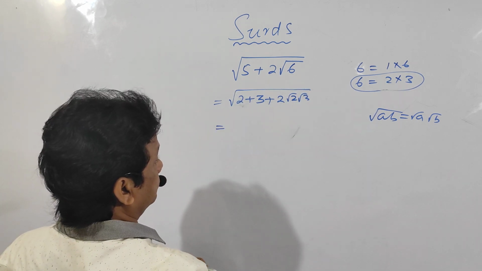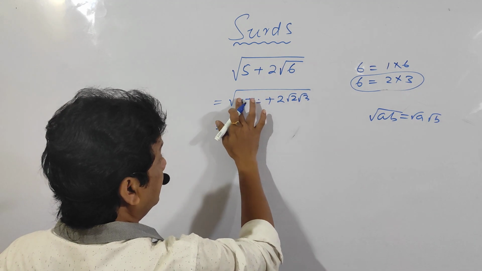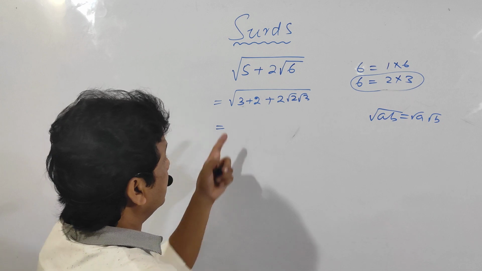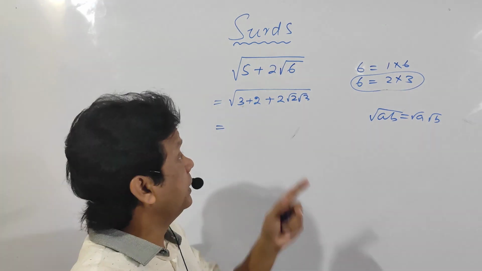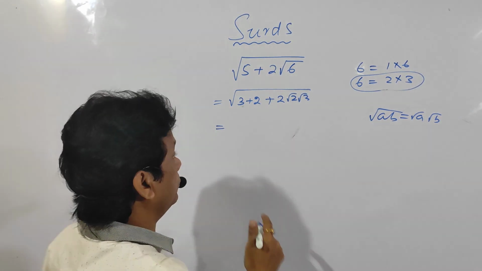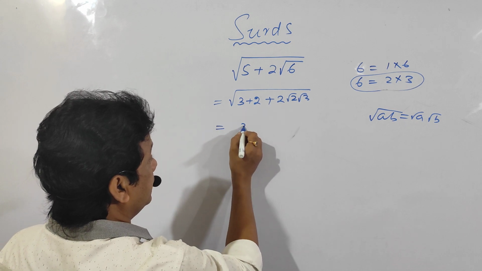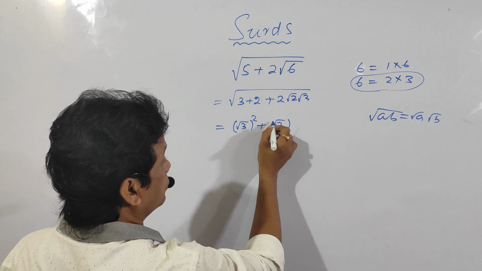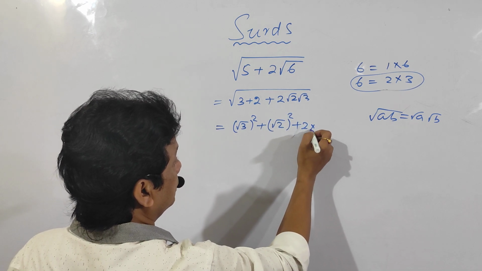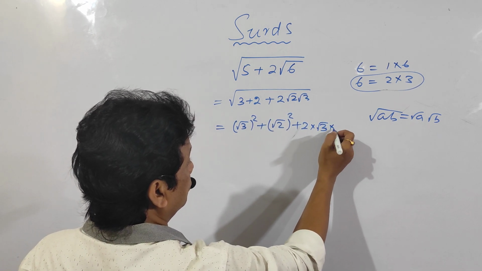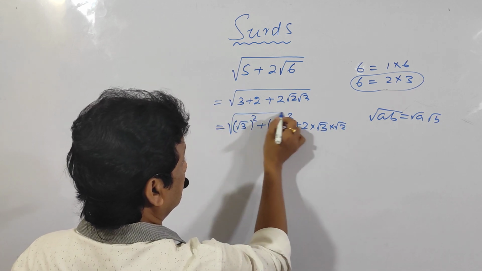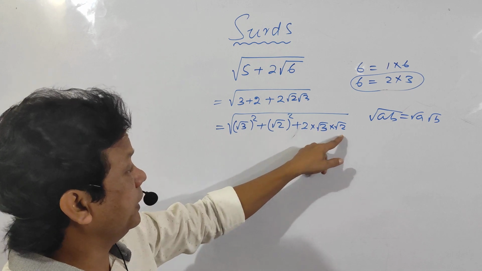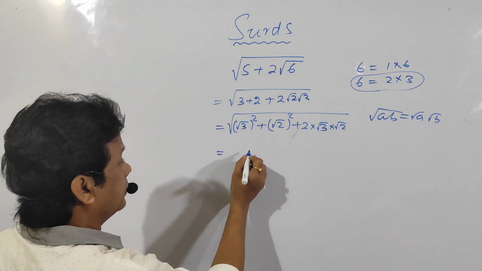Take it now. And it will be better if you write 3 first, then 2. Always write the larger one first and the smaller one second, because if there is a negative sign, it will be better for you. Okay. So, 3 can be written as root 3 square, and 2 can be written as root 2 square, plus 2 into root 3 into root 2. A square plus B square plus 2AB. This is A plus B whole square.